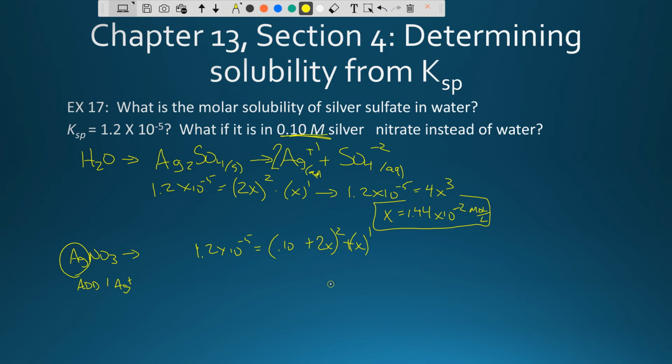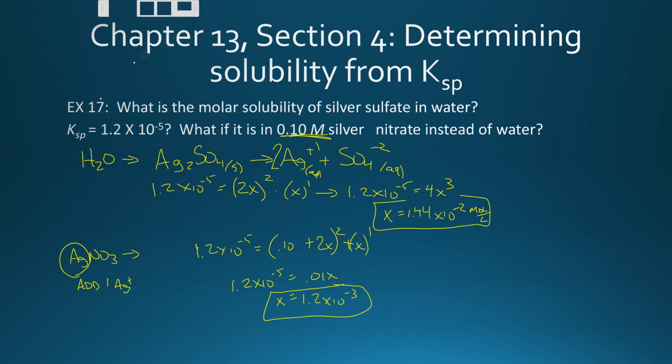Now, remember what I said. This is a small value of Ksp, so I can disregard this contribution. And so I just basically square this and get this. 0.1 squared is 0.01. So I end up with 1.2 times 10 to the -5th equals 0.01x. And from there, I just solve for my x, and my x ends up being 1.2 times 10 to the -3. So we just added one more factor, which is actually what we were expecting. Pretty straightforward in doing a problem like that one.